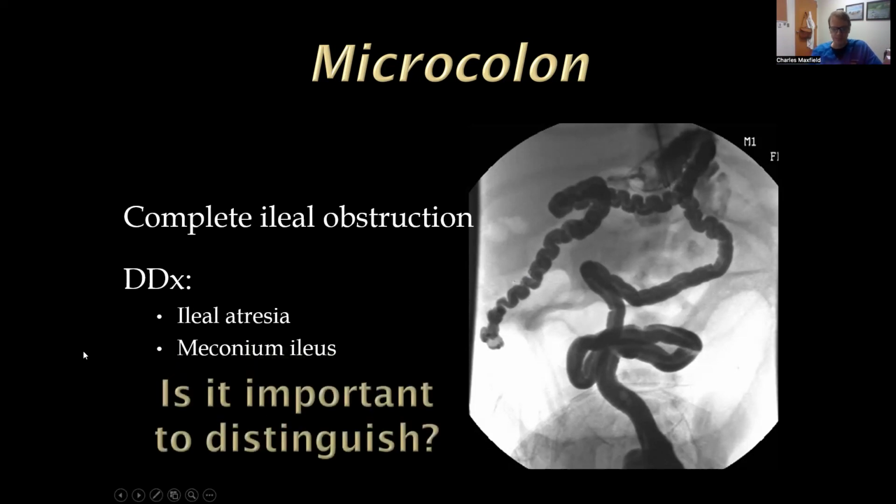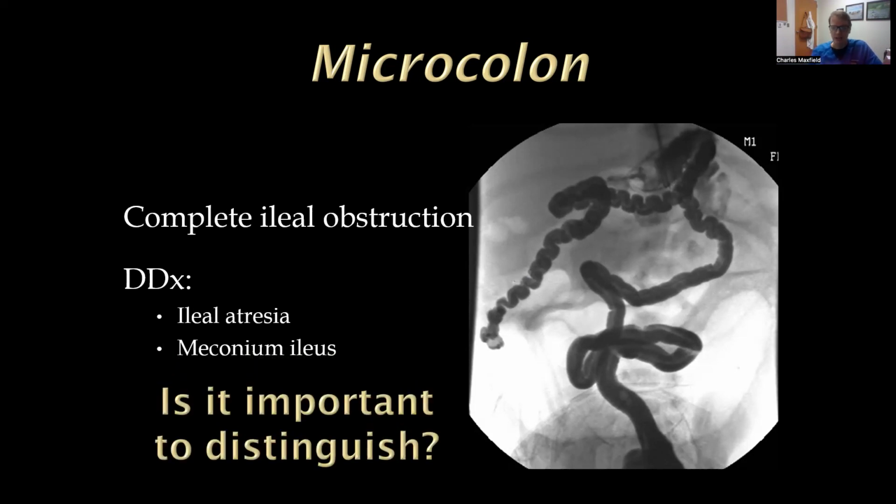Okay, I'll ask the question again, since we're down to a differential of just two things here. Is it important for me, the radiologist, to distinguish ileal atresia from meconium ileus? The answer is yes, because they're treated differently. Ileal atresia needs surgery, and meconium ileus can be treated by the radiologist by just doing enemas and flushing out that thick meconium that's blocking the distal ileum. So that's an important distinction.